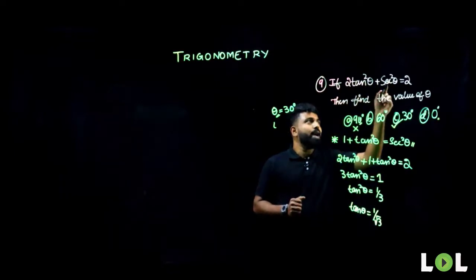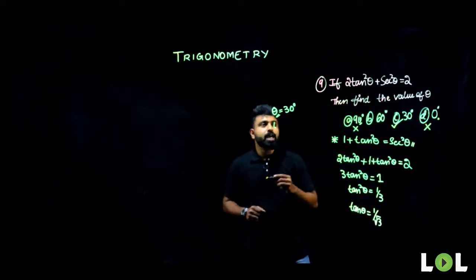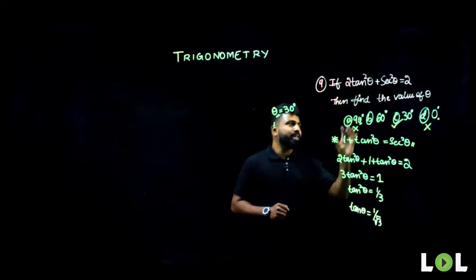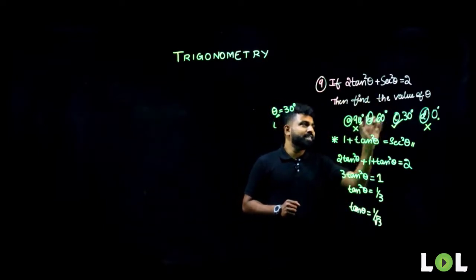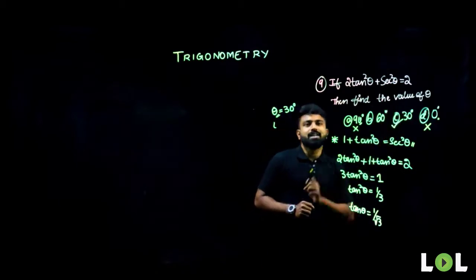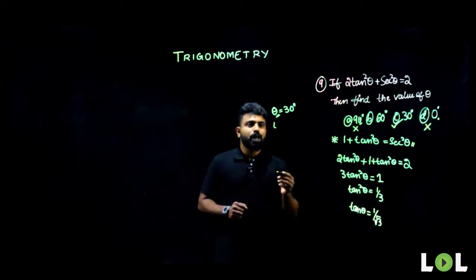So for any value of theta, can secant square theta be 2? No. So again, 0 degrees will be ruled out. Now I am left with 60 degrees or 30 degrees. So I have to substitute for either 60 degrees or for 30 degrees. So now let me first substitute for 60 degrees. So what will I be left with?